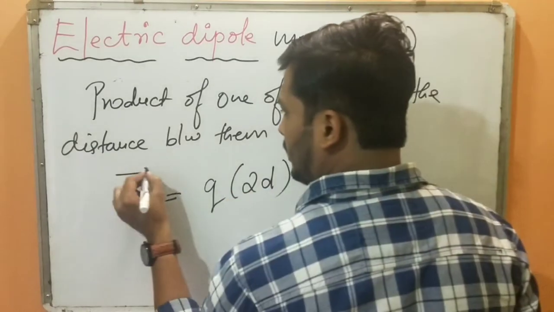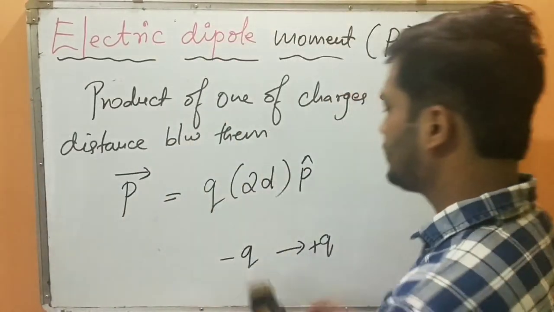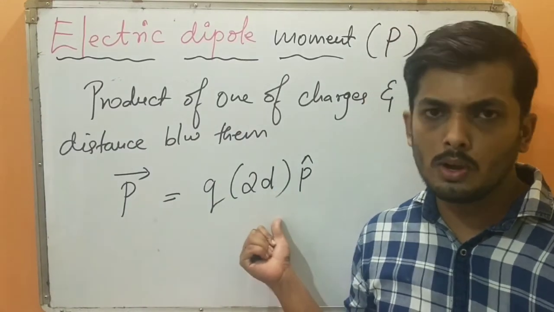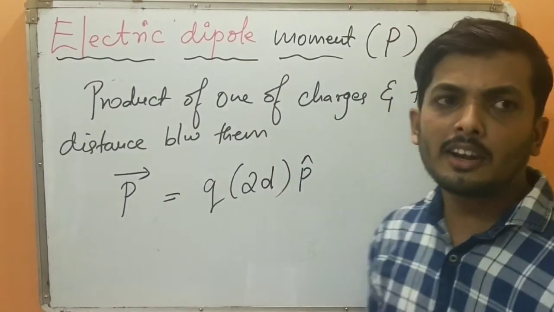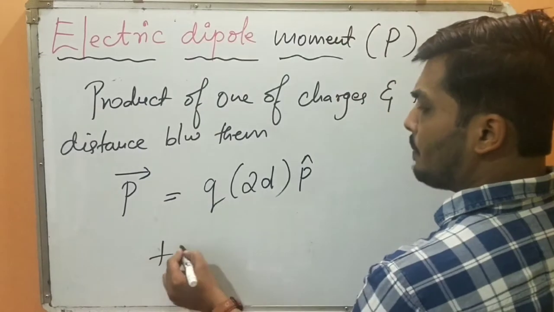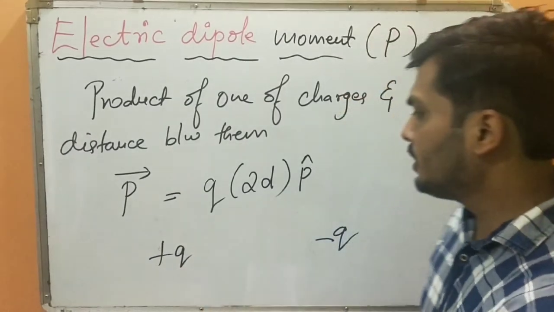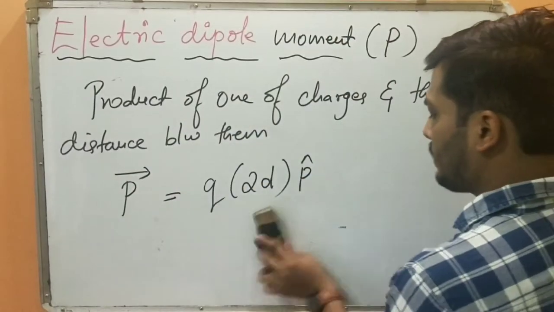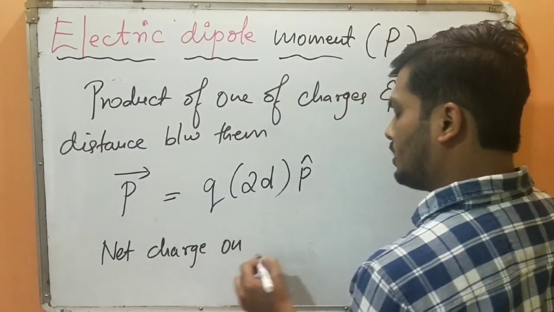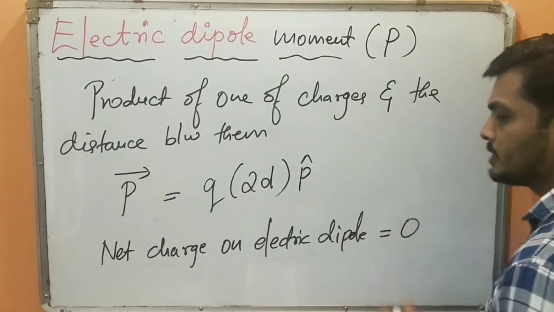I can also write the electric dipole moment in vector form, since it is a vector quantity, and its direction is minus q to plus q, where p is the unit vector pointing from minus q to plus q. Remember the net charge on an electric dipole. What will it be? Obviously it will be 0, because plus q and minus q have the same magnitude but are opposite in nature. So the net charge on an electric dipole is always 0.